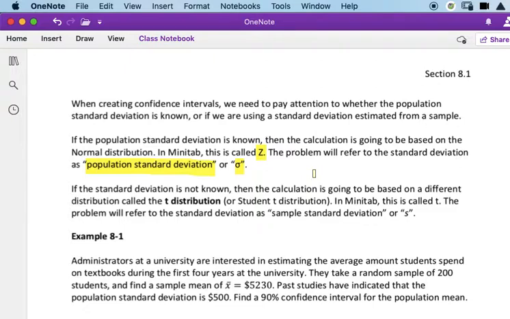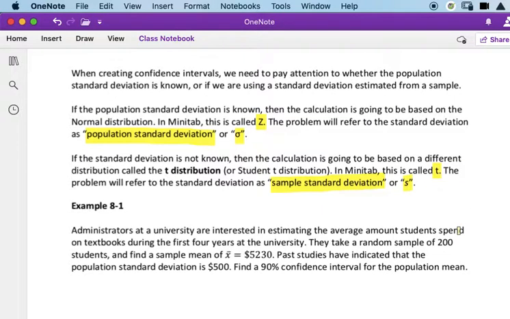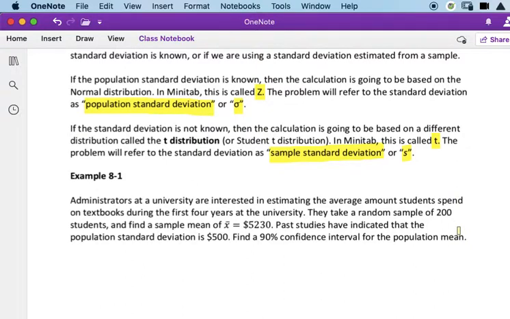If the standard deviation is not known, then it's based on a different distribution called the t-distribution, not the normal distribution. The t-distribution is similar to the normal distribution, but it's a little bit different. Sometimes it's called the student t-distribution, but in Minitab you will see just the t-distribution. And so when you're using t is when you have the sample standard deviation, or the standard deviation is referred to with the letter S. So it's really important when you're doing the problems that you identify which type of standard deviation you have. So let's look at example 8.1.